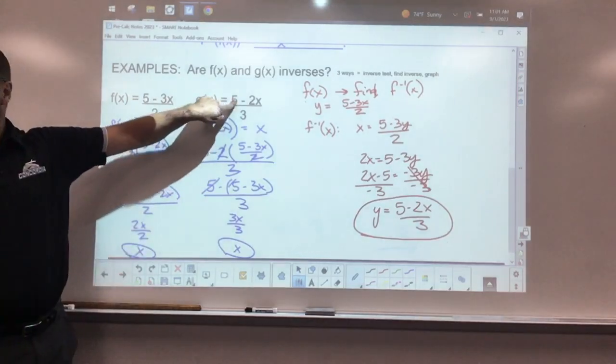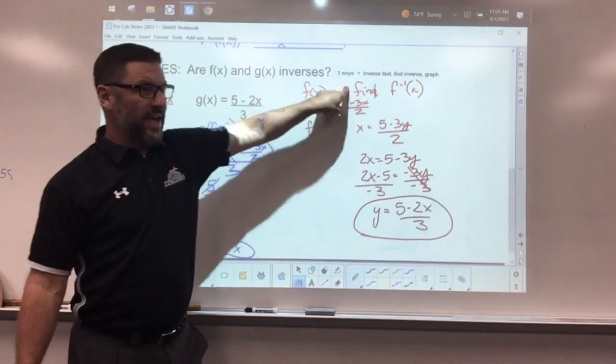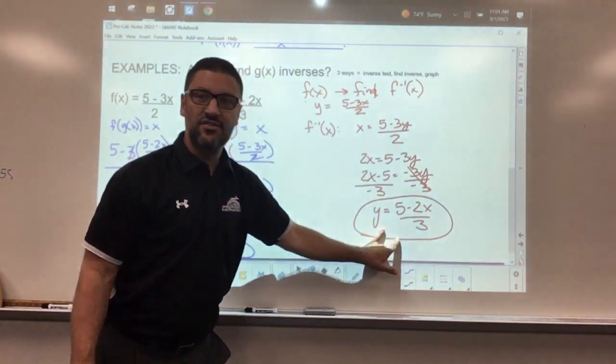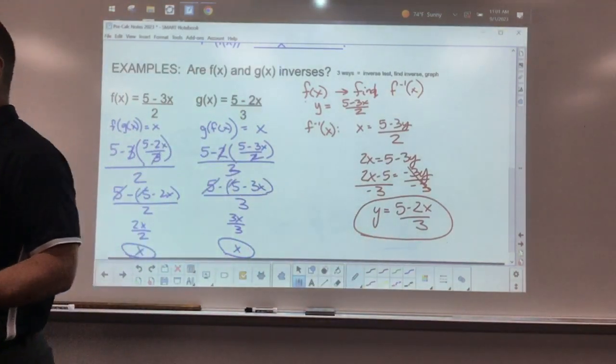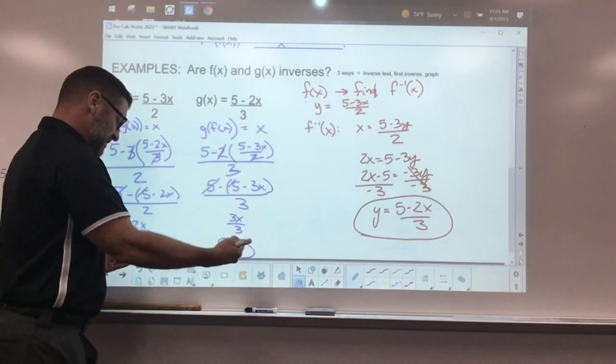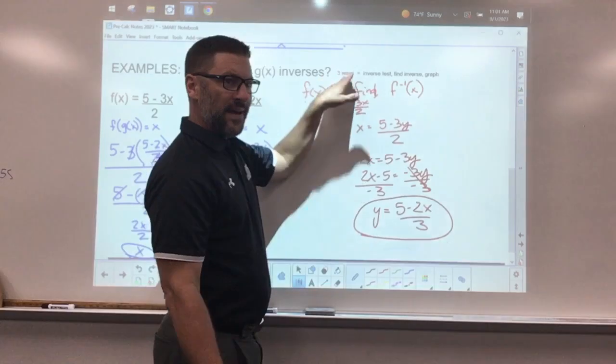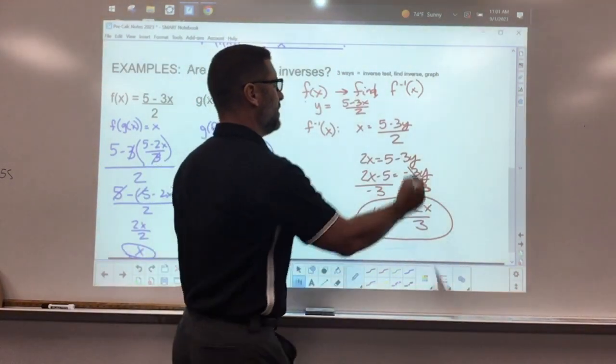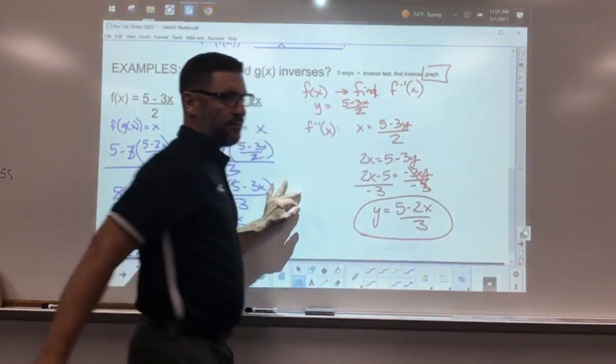It's g. The inverse of f, when I switch the x and the y, is g. This is another inverse test. Simply find the inverse of one and see if it's the other one. You could run through the composition and get x's. You could find the inverse of one or get the other one. And then the last one is graph.